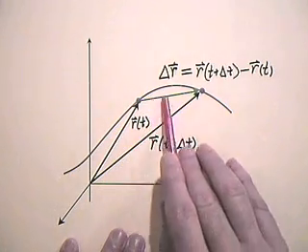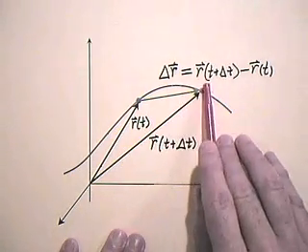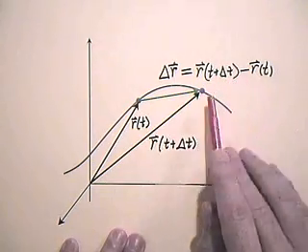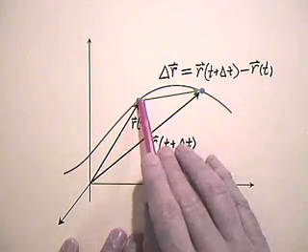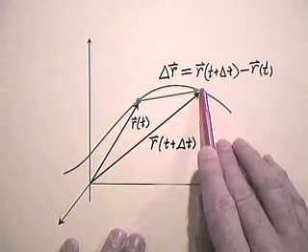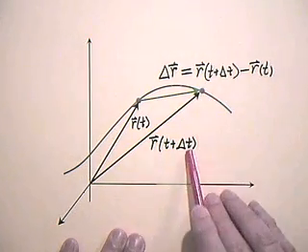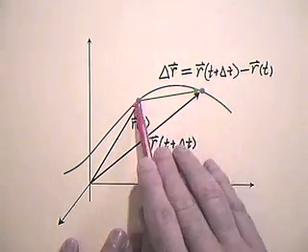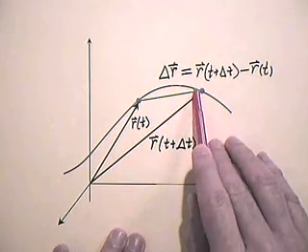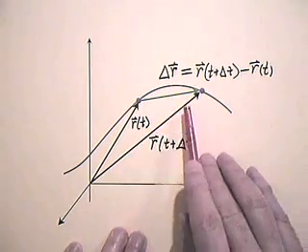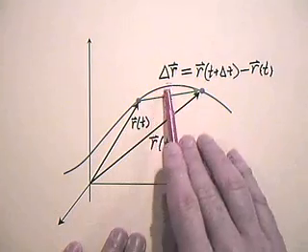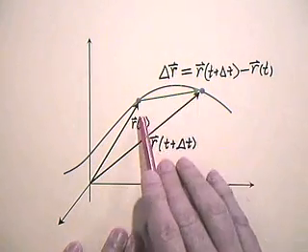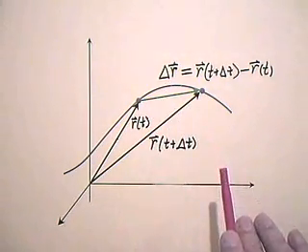So what's the change? Delta r is r at t plus delta t minus r of t. So notice this vector from the tip of r of t to the tip of r at t plus delta t is the delta r. So consequently, what we want to do to differentiate is divide the delta r by the elapsed time delta t.